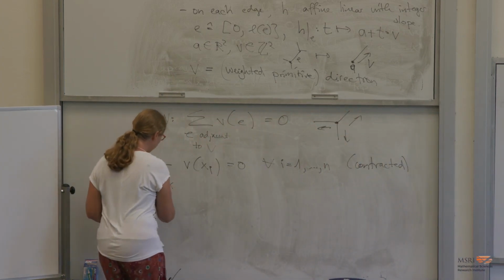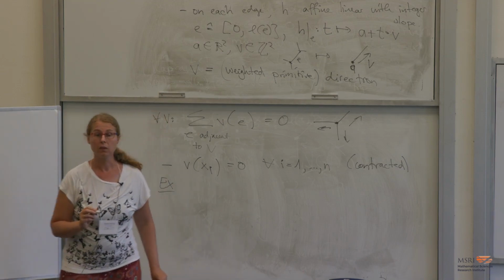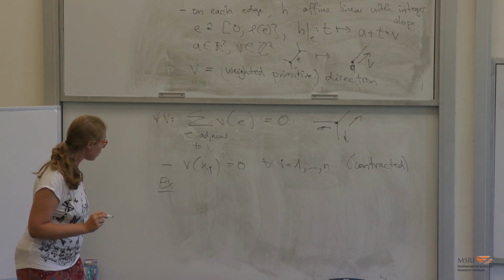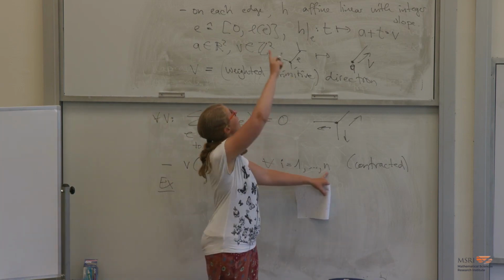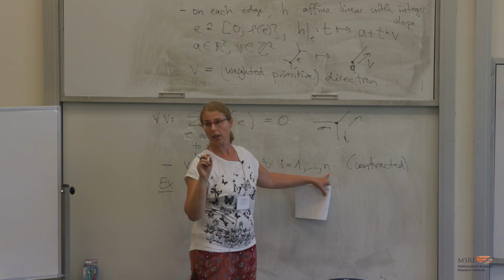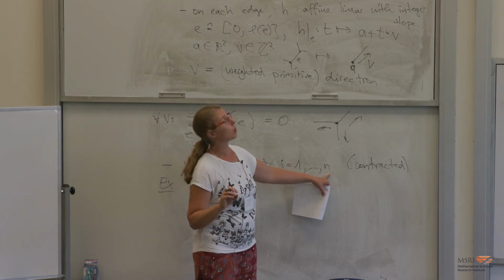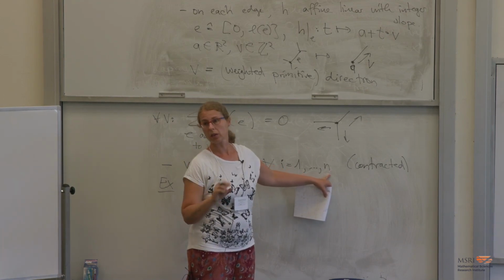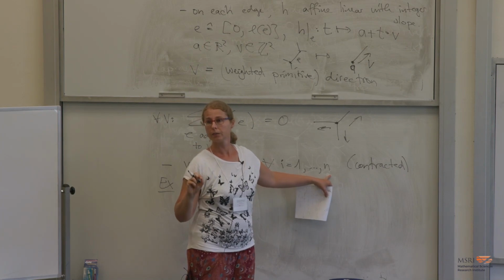Sorry? Is that n with capital N? No, this is the little n. Capital N is the total number of ends, and I have little n, which is smaller in general, which are special. These are the contracted ends.